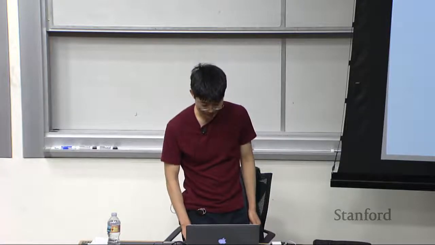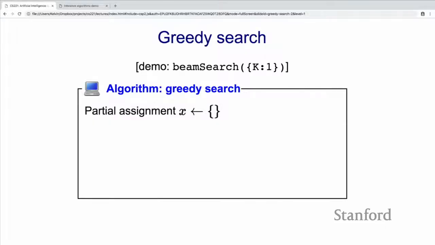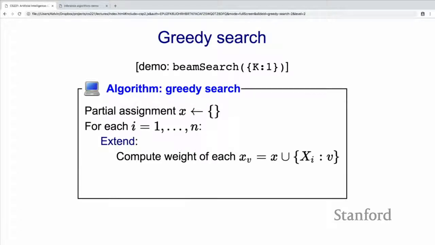Cool. I will skip over this demo really quick because we'll see something slightly more general in a second. So let's describe this formally. We start with a partial assignment of all the variables. In this case, we start with the empty assignment. So x is just no variables assigned. And then what we do is we loop through all of the variables. So for each i equals 1 through n, let's say there are n variables, we loop through them one at a time.